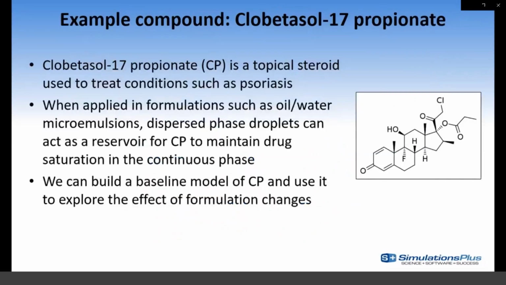To go into a little more detail, clobetasol 17-propionate is a topical steroid that's used to treat conditions such as psoriasis.